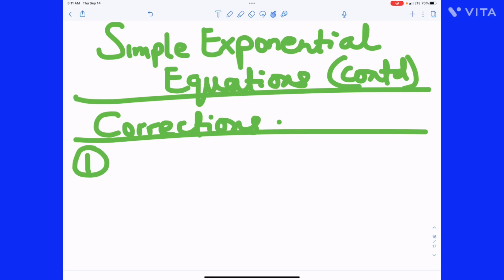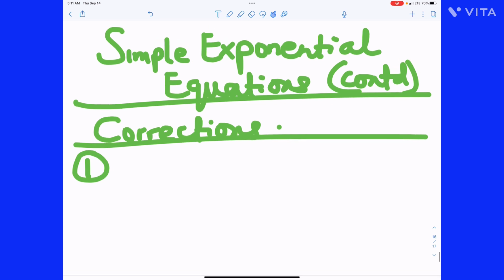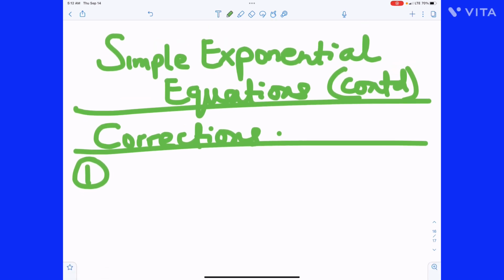All right, so now let's look at a few more examples on this topic. Simple exponential equations. Let me just use this as corrections for you for the last exercise. The first question says you should solve 2 raised to power x is equal to 8.